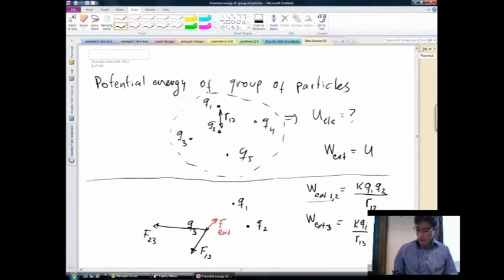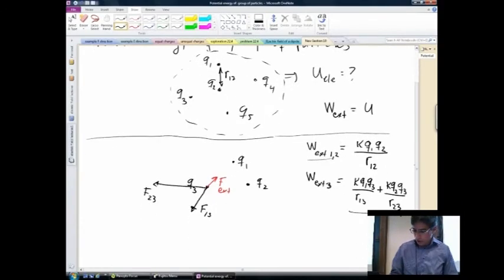So you have to do this work to assemble 1 and 2. To bring 3, now you have to do a work that has 2 terms. To bring 4, now you're going to have to fight against 3 charges that are repelling 4, so that's going to have 3 terms. So when you're done with this process of assembling this system of 5 or whatever number you have, the work that you will have done will be equal to K, Q1.